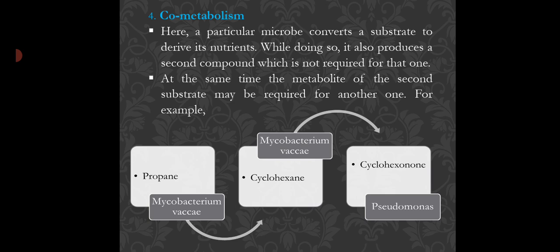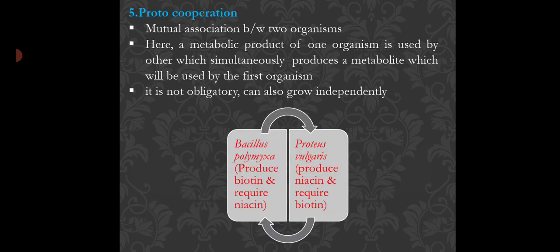The next one is protocooperation. It is like symbiosis. Here, both organisms get benefits. It is a mutual association between two kinds of organisms. It is similar to symbiosis, but some differences exist between symbiosis and protocooperation. Here, a metabolic product of one organism is used by another, which simultaneously produces metabolites which will be used by the first organism.